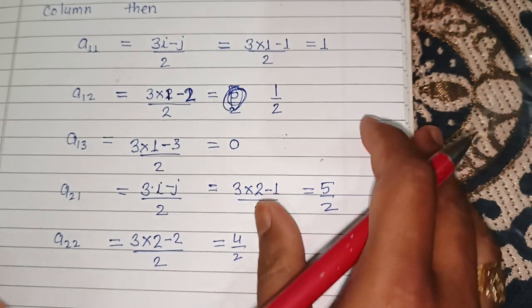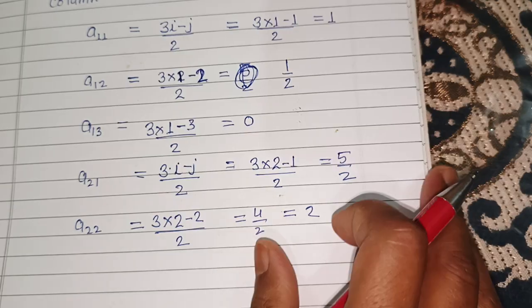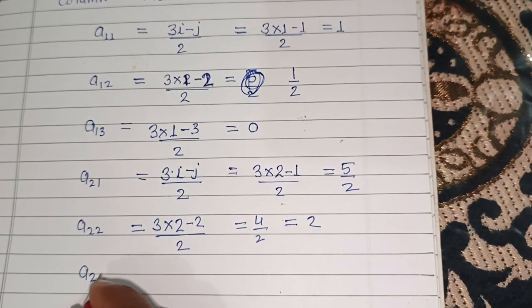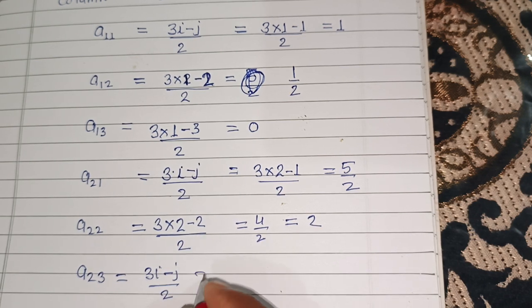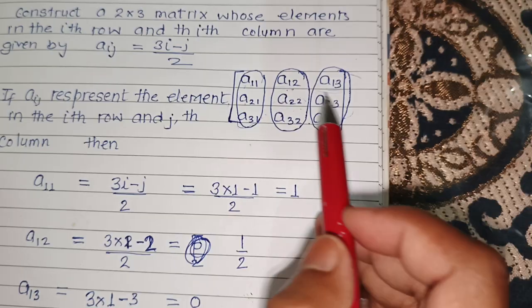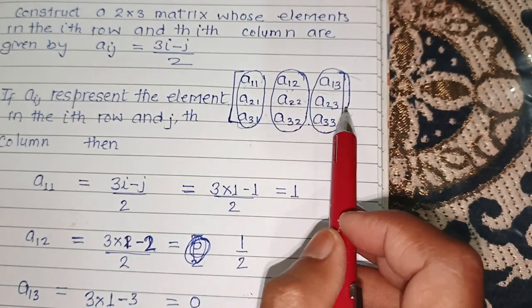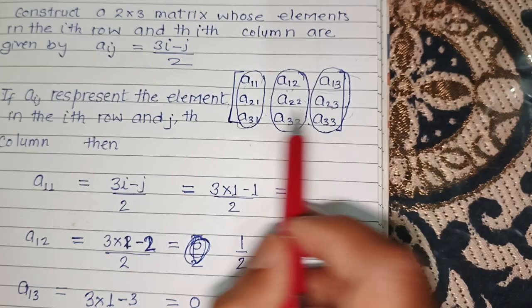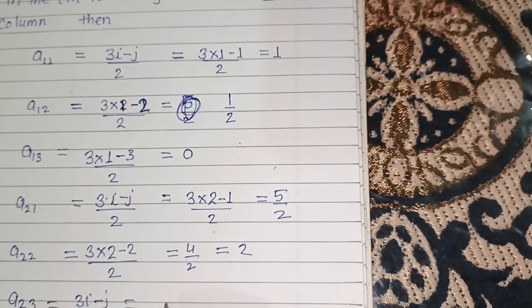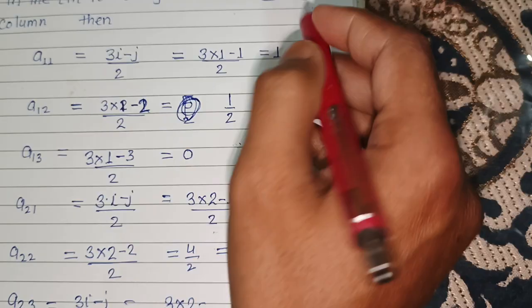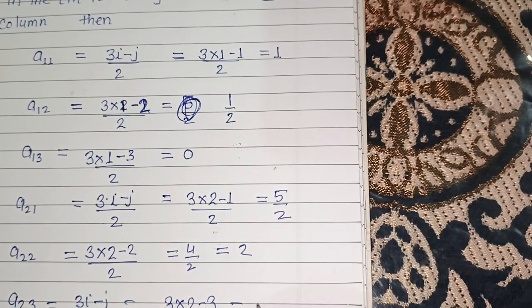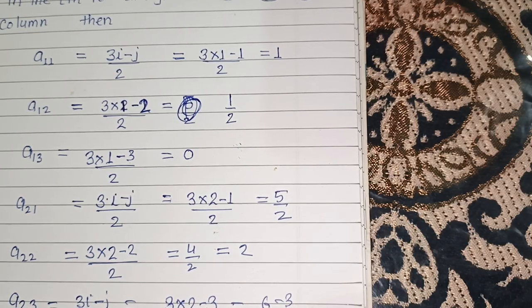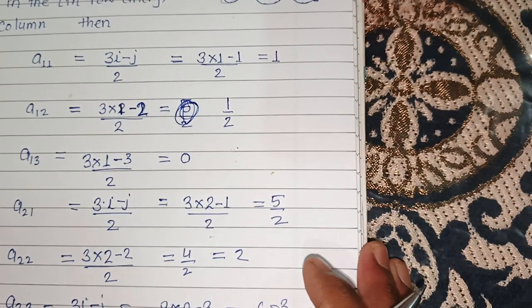Now we have to find A23. So A23 is 3i minus j by 2. You can see that here is column third and row is second. So we can put 3 into 2 and column is third, that is 3/2. So that is 6 minus 3 over 2, that is 9/2. ठीक, now we have to construct a matrix.